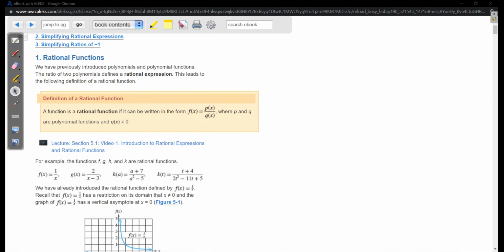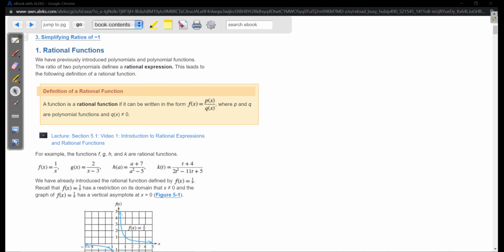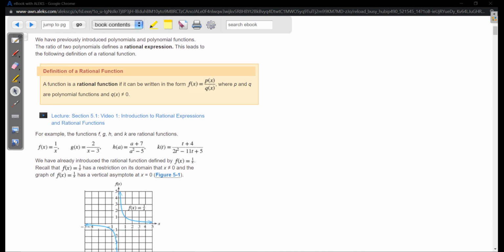So we have previously introduced polynomials and polynomial functions. The ratio of two polynomials defines a rational expression. This leads to the following definition of a rational function. So let's snip our definition of a rational function.